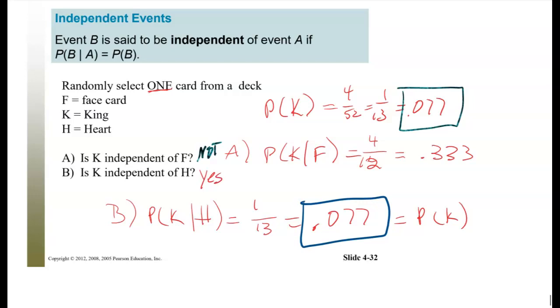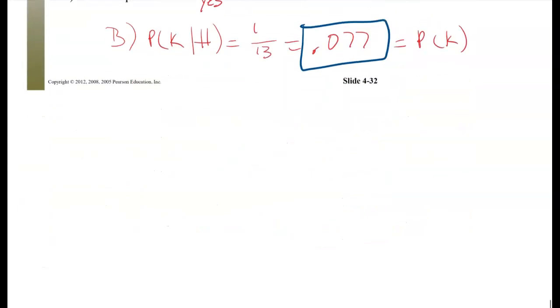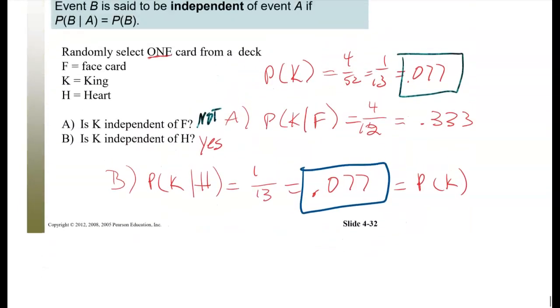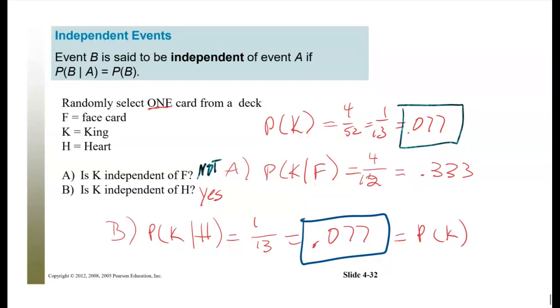Simply think of it proportionally. If you draw a king from a deck of cards, it's 4 out of 52, which reduces to 1 out of 13. If you limit that deck of cards to just one suit and you draw a king, it's the same probability, because proportionally it's still 1 out of 13. But if we limit it to face cards, our proportion changes. That's why the one is independent and the other is not. So this concludes our videos for Chapter 4. Thank you.